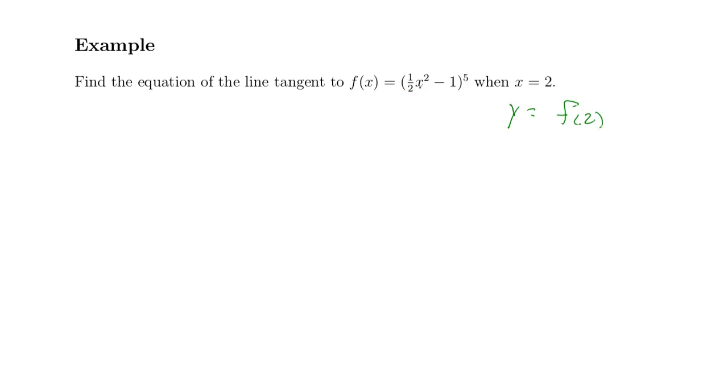2 squared is 4. Half of 4 is 2. 2 minus 1 is 1. So this is really 1 to the 5th, or 1. All right. Go ahead and find the derivative of this. Pause the video, see if you can find the derivative, evaluate it at 2, and then put things together, and then come back and see if it matches up with what we're having here.